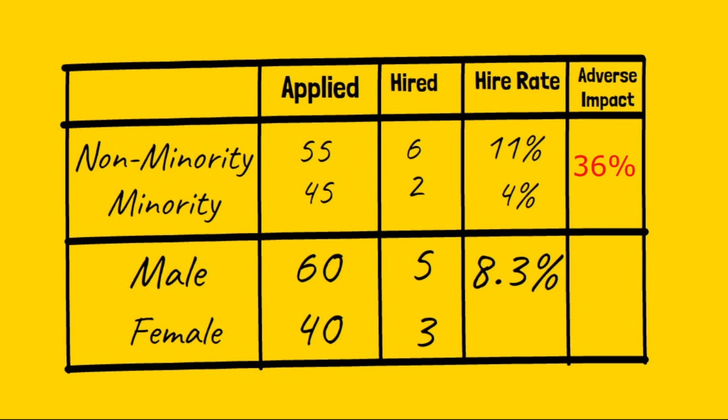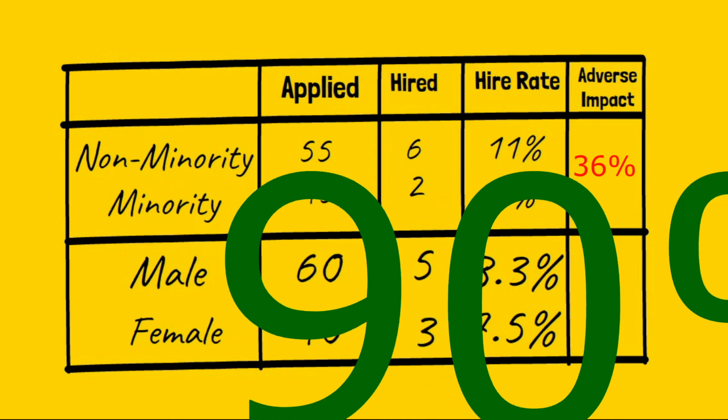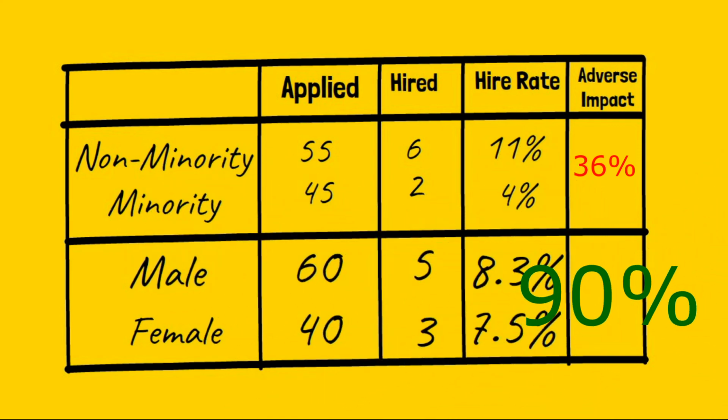As we further look at our breakdown between female and male applicants, we can do similar calculations. 8.3% of males were hired and 7.5% of females were hired. By dividing the rate of females by the rate of males, our impact is 90%. Since 90% is above 80% of the selection rate of the non-protected group, in this case, we do not have adverse impact.